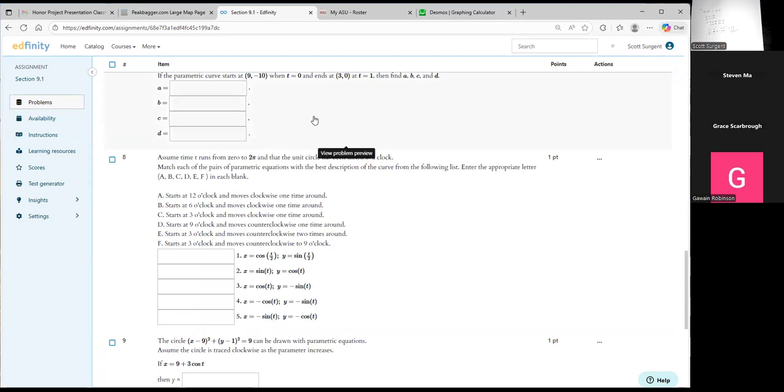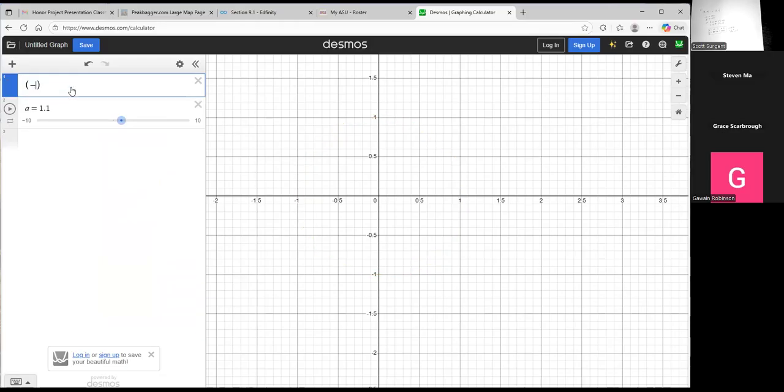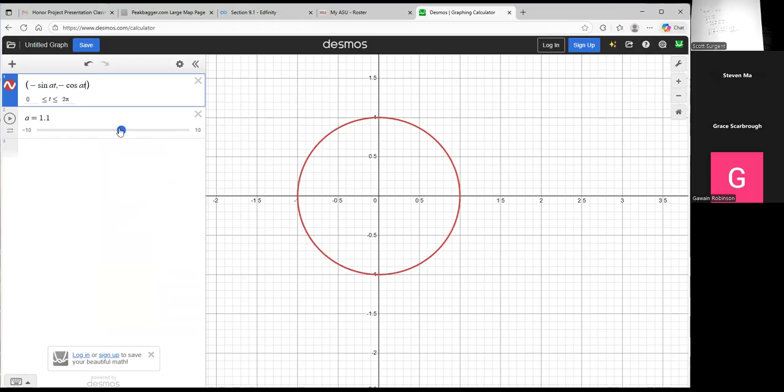If I do, I'm going to try negative sine t, negative cos t. So negative sine t, and again, I just want to get it at 0. So 0, and I go with positive. I'm going slow here. So it's going to go clockwise, at 6 o'clock. And yeah, there we go. That's a nice way to confirm it. We actually have two parameters. We have an A parameter and a T parameter.